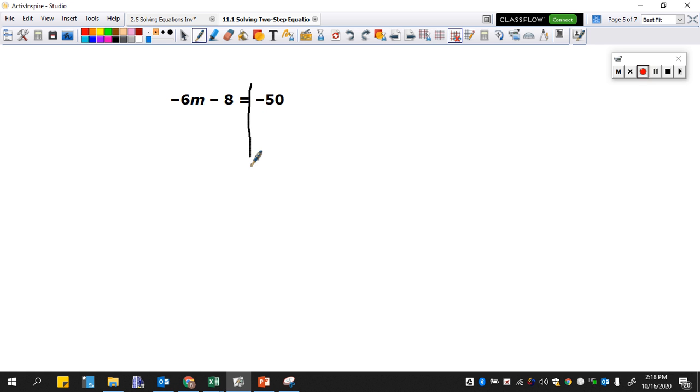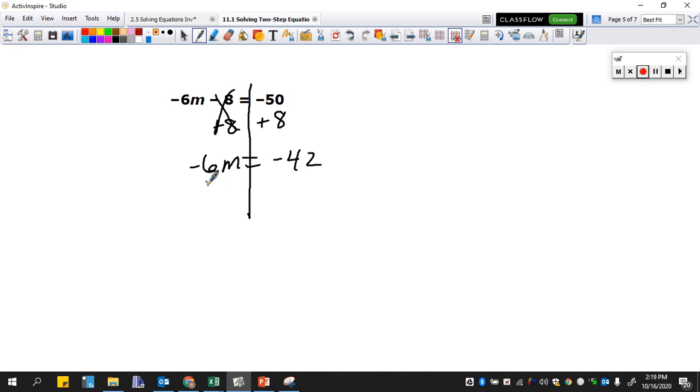Split it. Okay? All right. The inverse operation of subtracting 8 is adding 8. So plus 8, plus 8. Negative 8 plus 8 is 0. Cancels out. We're left with negative 6m is equal to negative 50 plus 8, which is negative 42.